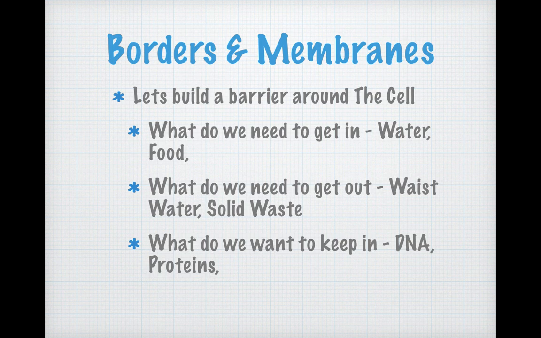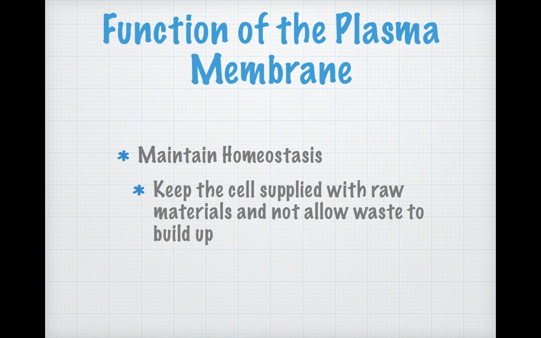So we want a membrane that isn't a perfect barrier for everything. Some things need to get in, some things need to get out. But not everything needs to get in and get out. And it needs to be more than just semi-permeable. It needs to be selectively permeable. Because the real function of the plasma membrane is to maintain homeostasis, to keep internal conditions relatively stable by adjusting them by letting things in and letting things out.